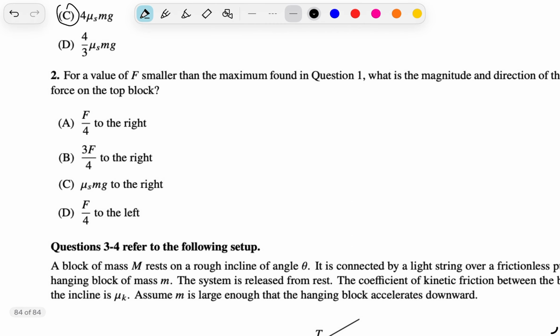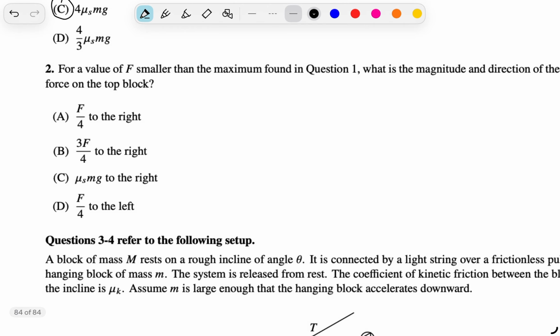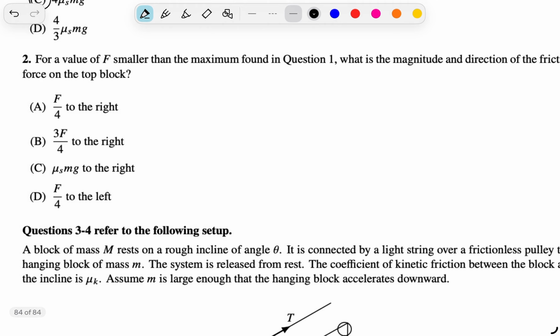Now for a value that is smaller for F than the maximum that is found in question 1, what is the magnitude and the direction of the friction force on the very top block? Well, we know that from question 1, this entire system is going to be moving together. So we have the force over 4m. And again, for our top block, the summation of forces in x is ma, where we found Fs was equal to ma. So again, if we solve for Fs, we still have m times F over 4m, which simplifies down to F over 4.